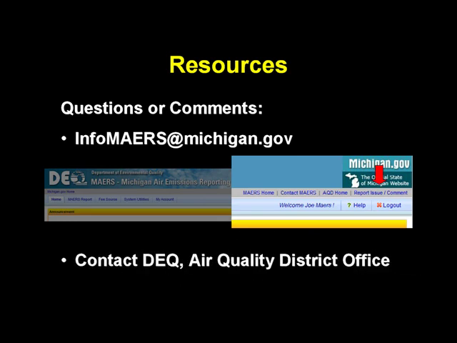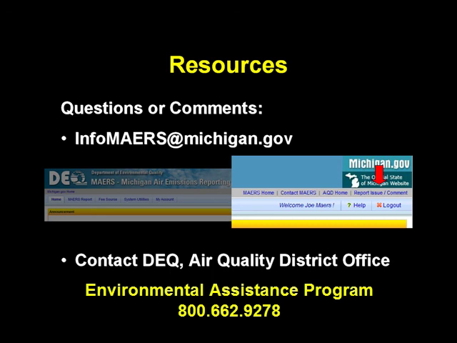If you have specific questions related to your facility, you might want to contact your Air Quality Division district office and speak to your inspector. You can also contact the Environmental Assistance Program at 1-800-662-9278. Thank you.